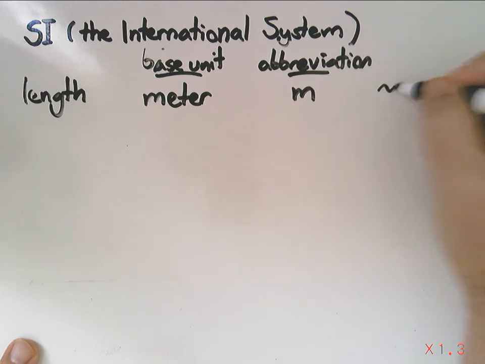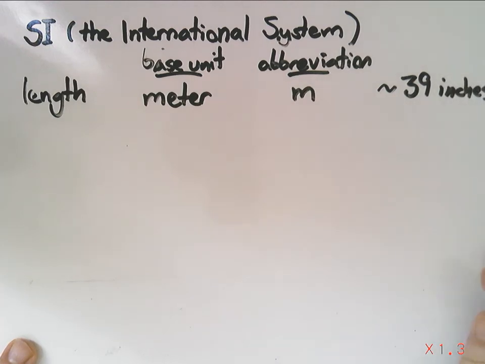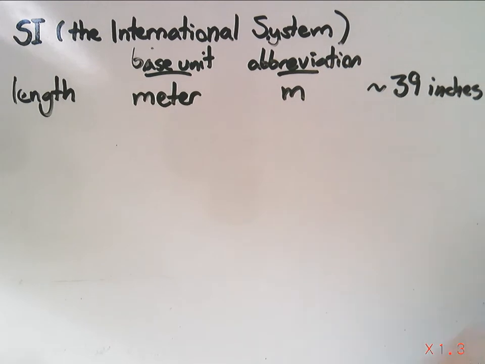Now, how big is a meter? It's about 39 inches. If you're used to the English system, that gives you some idea how big it is. It's a little bit longer than a yard. It's really something like 39.37 inches.